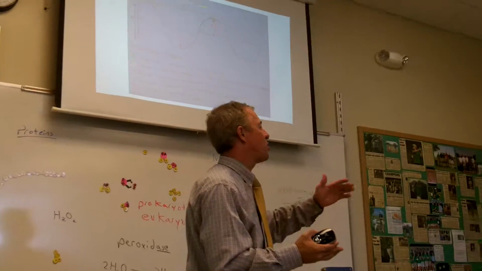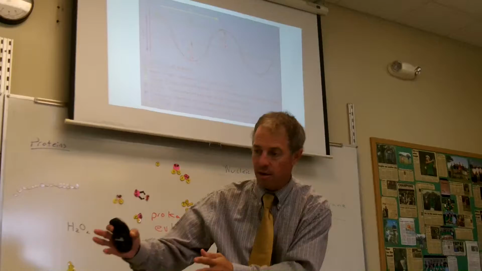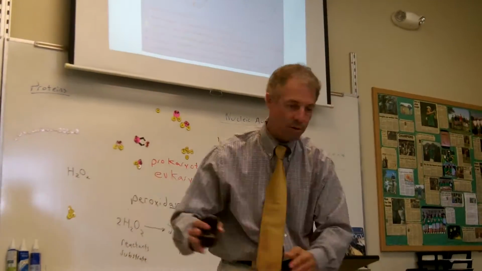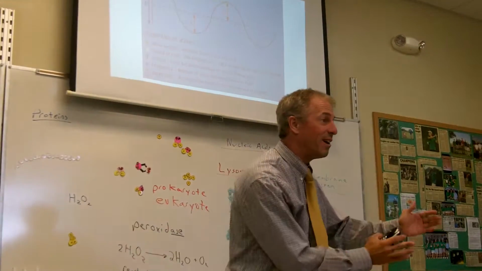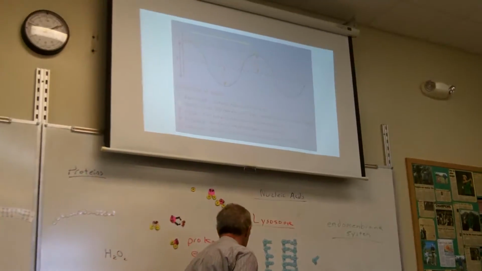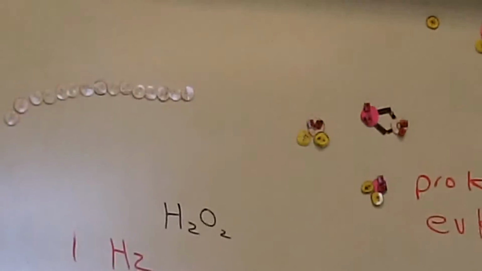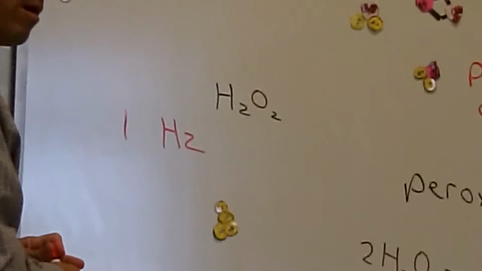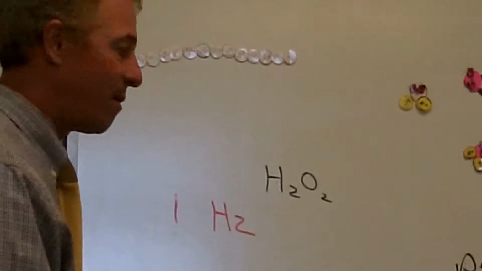So if you're standing there watching water waves, let's say that one wave goes by every second. Those are pretty fast water waves, but it could happen. That would be a frequency of 1 hertz. Frequency is measured in hertz. So 1 hertz is 1 wave per second. Now light waves usually come by a lot quicker than 1 per second.